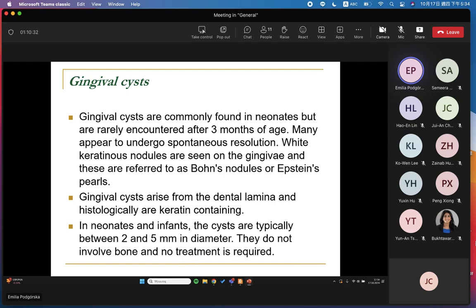Gingival cysts arise from the dental lamina and histologically are keratin containing. In neonates and infants, the cysts are typically between 2 and 5 millimeters in diameter. They do not involve bone and no treatment is required.